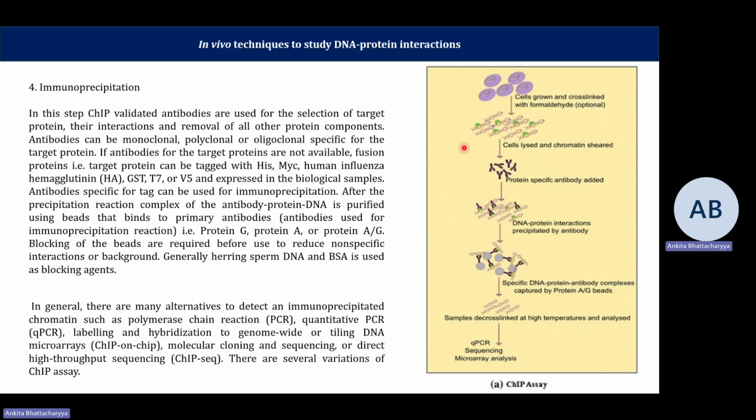So here as well, just to recap what we have already seen, cells are grown, they are cross-linked using formaldehyde. Then the cells need to be lysed, and then the chromatin needs to be sheared. Then you add your specific protein-targeting antibody. Then the DNA protein interactions can get precipitated by the antibody. So how does that work? Say, for example, for protein X, there is an anti-X antibody.